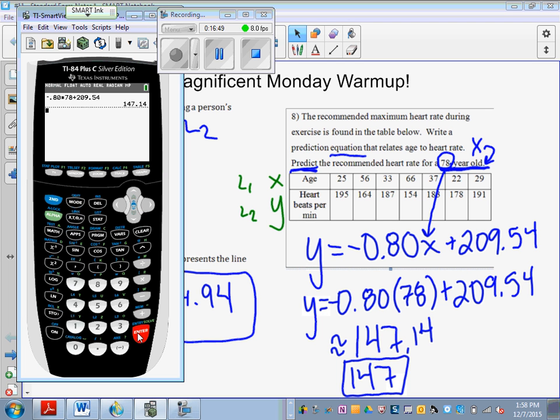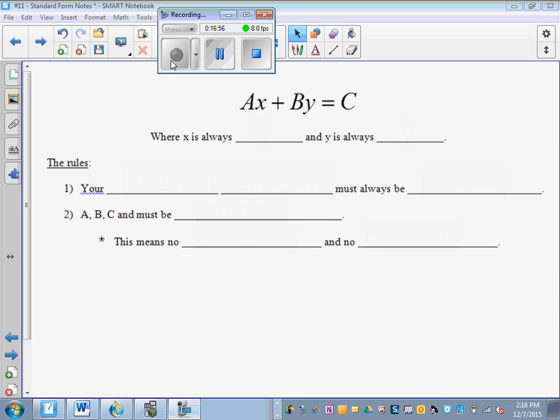Okay, other questions on the warm-up? Okay, so let's take a look at your homework then. So we have standard form today. This is a new form. Before, we have previously been working with y equals mx plus b. Does anyone remember what this was called?